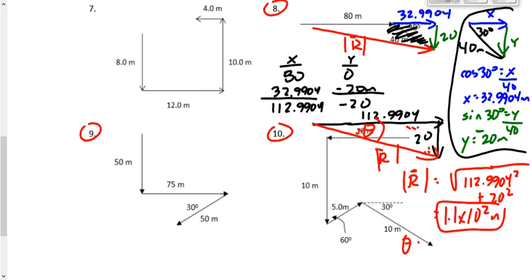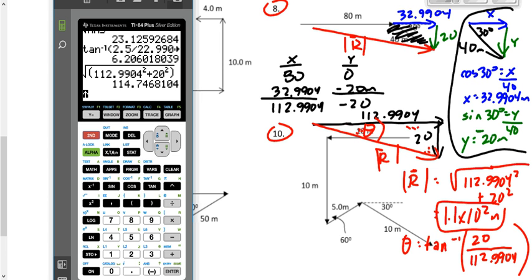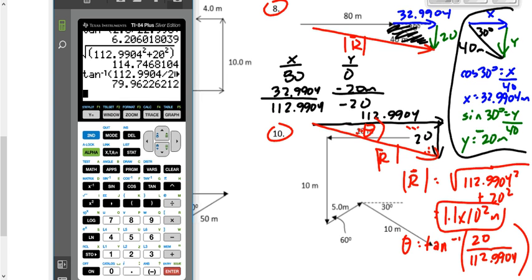And theta will be the inverse tan function of, what's my opposite side here? And we're not done here, okay? Tegan, what's my opposite side? Is it 112 or 20? The opposite side of this triangle, 112 or 20? Good. So it's the inverse tan of 20 over, what do we get there? Gives me an angle of 80 degrees.